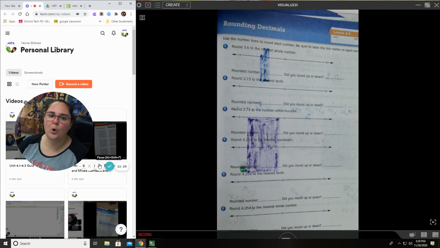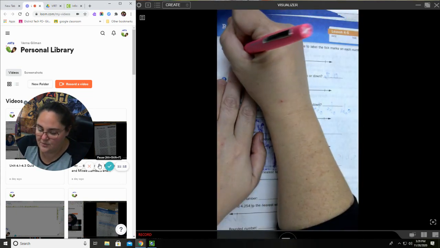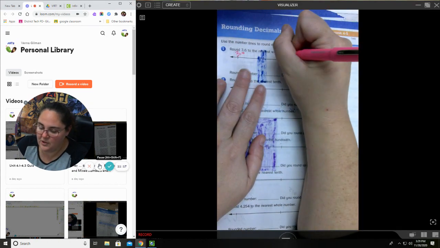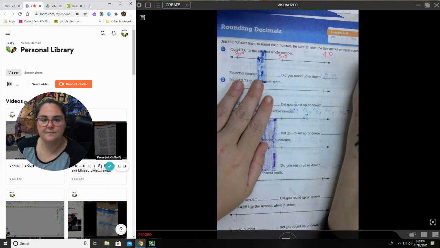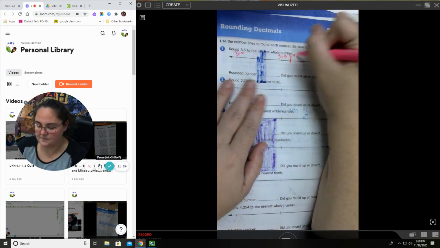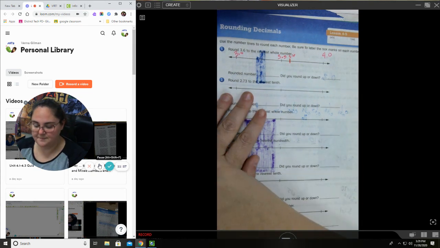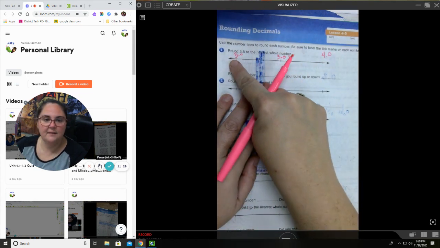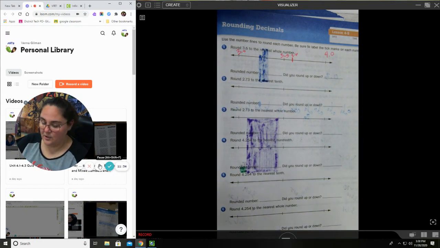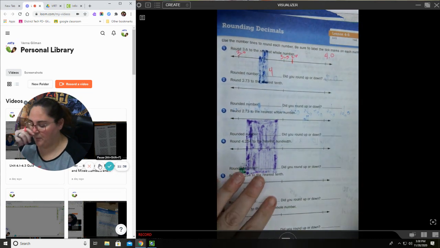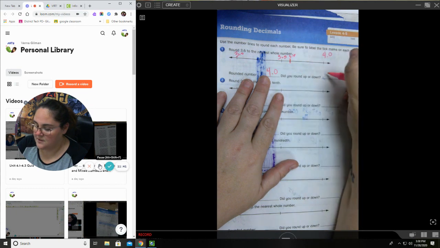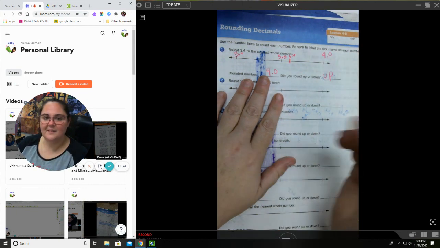3.6 to the nearest whole number. So if this is 3 and this is 4, right in the middle would be 3.5. So 3.6 would be about right here. Is it closer to 3 or is it closer to 4? What do you think? It is closer to 4. Did you round up or did you go down? Well, I went from 3.6 all the way to 4.0. So I went up. There we go.